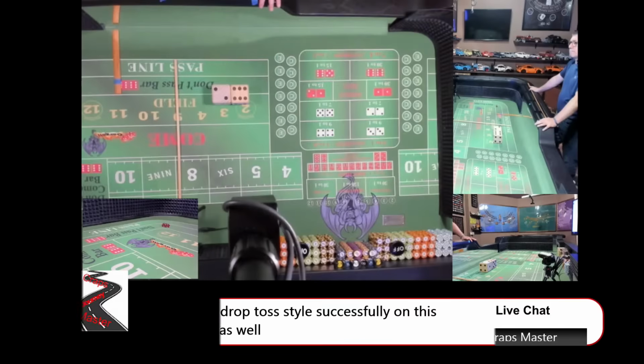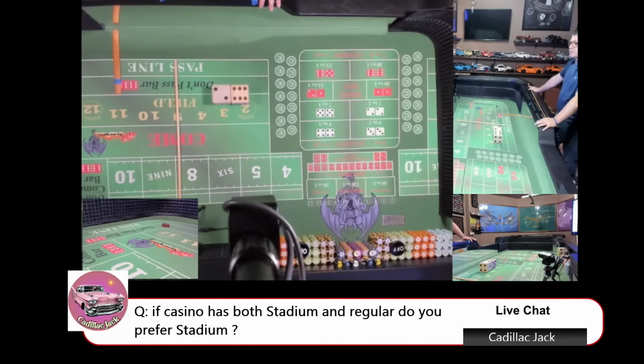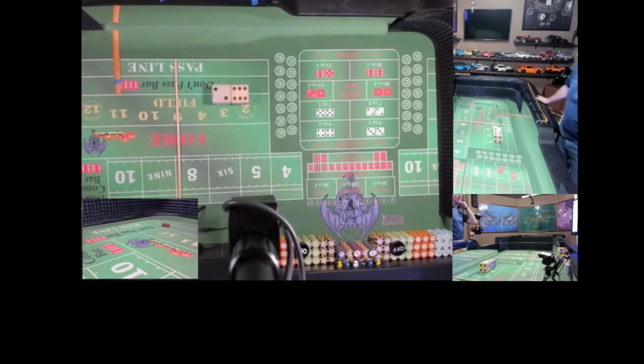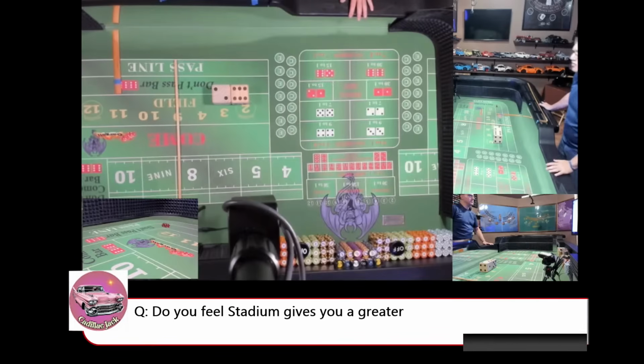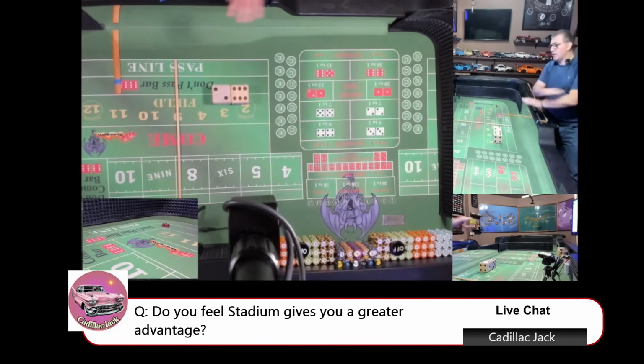Yep. All right. So here's a question. It comes from Cadillac Jack. If casinos have both stadium and regular, do you prefer the stadium? Yes, yes. I go straight to it because I'm telling you, when Yo 11 and myself and Jay went, the first thing we did was go straight and get our seats so that we could sit, because they get filled up.